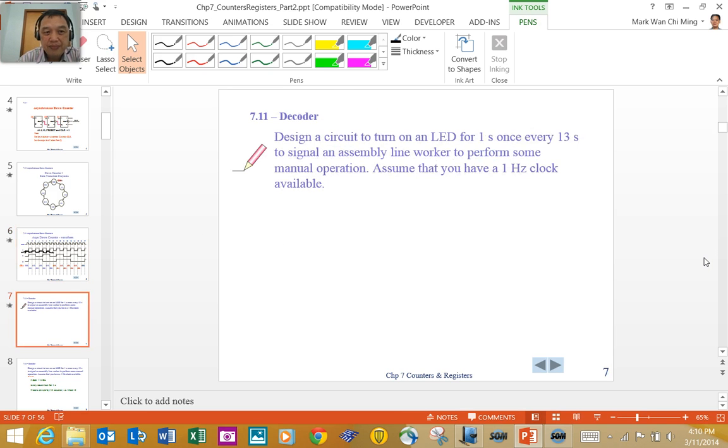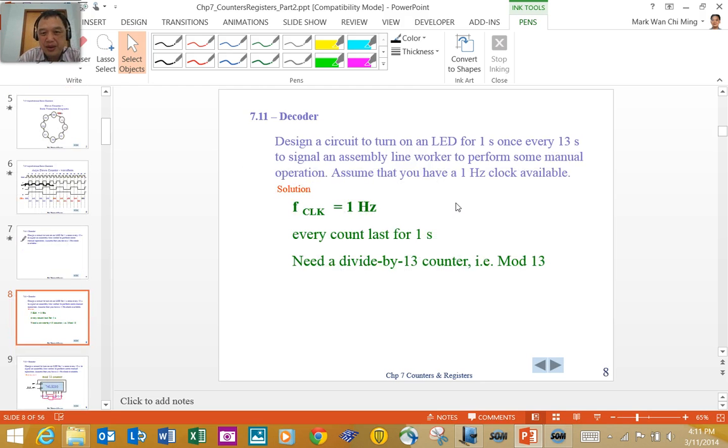Now, we have to look at this one. We have to design a circuit to turn on the LED for 1 second every 13 seconds. Okay, every 13 seconds, turn on the LED for 1 second, because that is to signal the assembly line worker to perform some manual operations. Assuming a 1 Hz clock is available, how do we do this problem? Okay, let me show you the answer and explain to you.